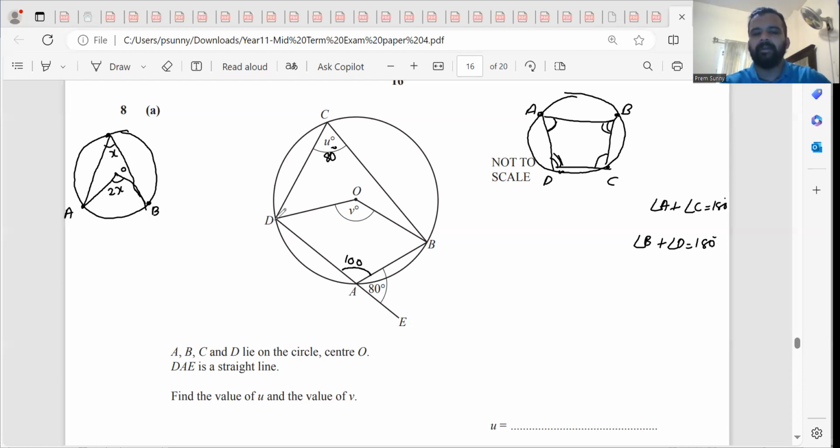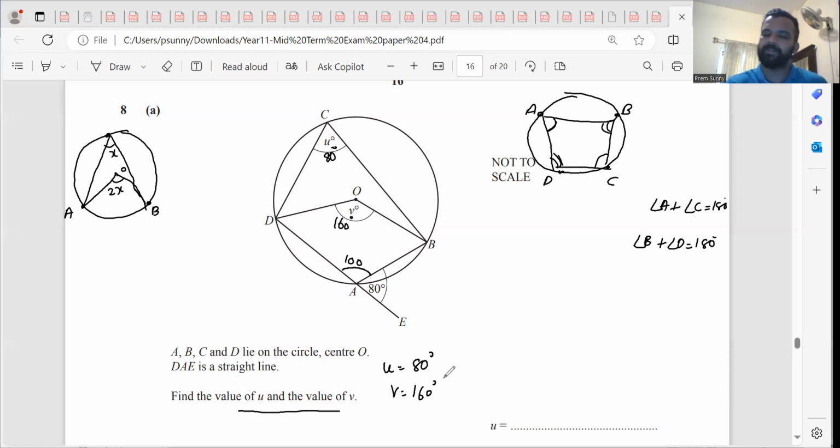If I check, angle DCB is the angle formed at the circumference, having the starting point D and ending point B. And DOB is the angle formed at the center with the same starting points D and B. So if U is 80, angle V will be 2 times 80, which is 160 degrees. So we got the values: U is equal to 80 degrees and V is equal to 160 degrees.